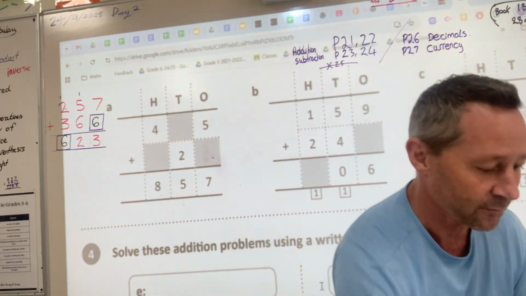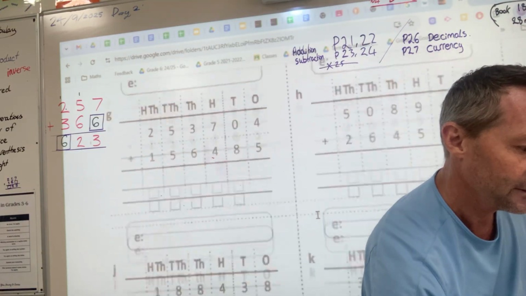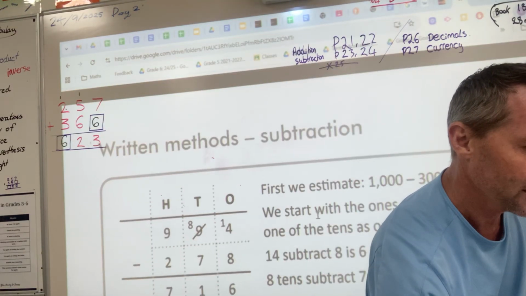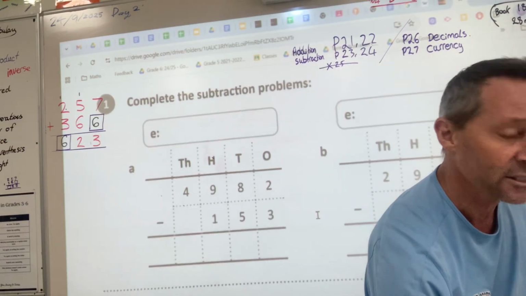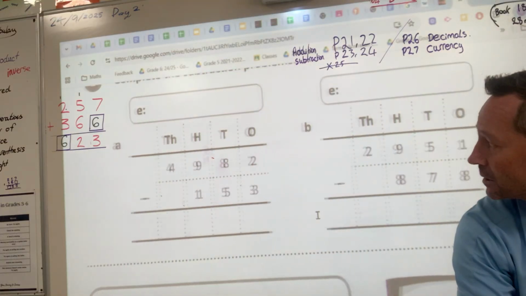Okay, and I'm just looking, I want to go through this a little bit quicker. And again, give those a go. Subtraction, same sort of situation. I'll do the first one. Bring this over this way.